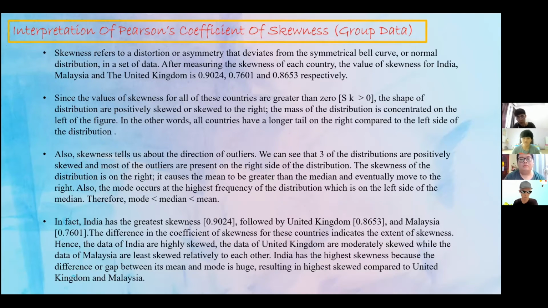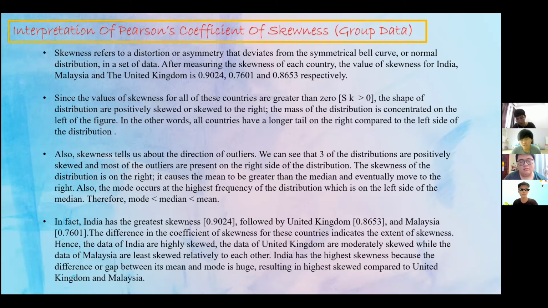The mass of the distributions is concentrated on the left of the figures. In other words, all the countries have a long tail on the right compared to the left side of the distributions. Also, the skewness tells us about the direction of outliers. We can see that all 3 of the distributions are positively skewed.